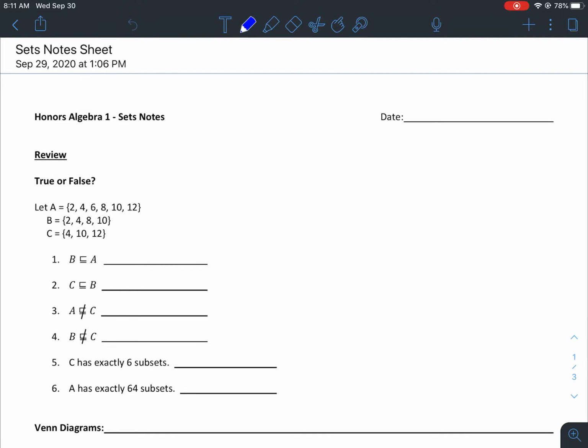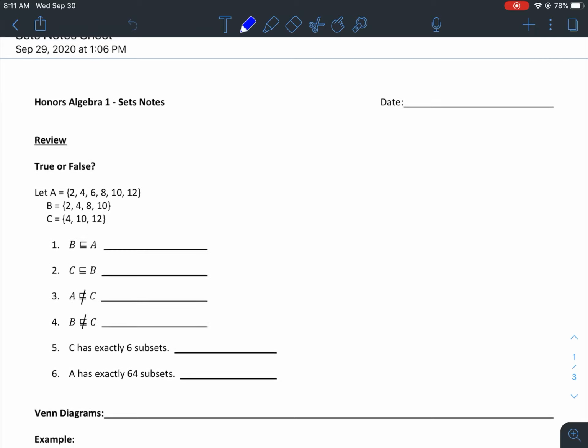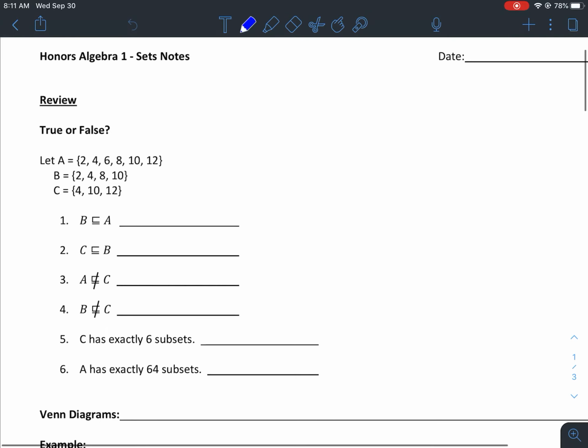Okay, so today we are going to review some of the subset notes and then we are going to move on to complement notes. Okay, so we're going to start off with some true false that were in our first note set. So we are given three sets, set A, set B, and set C. And the first question we're asked is, is B a subset of A?